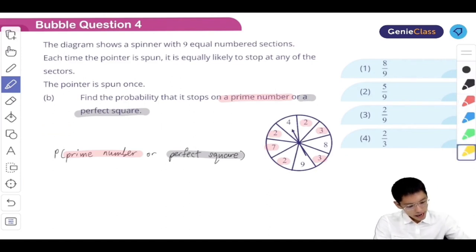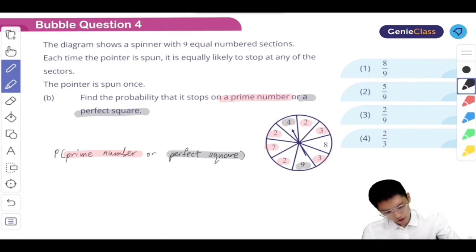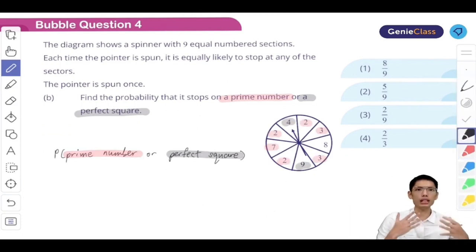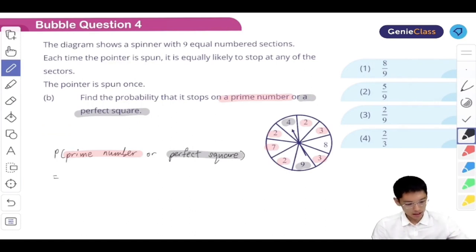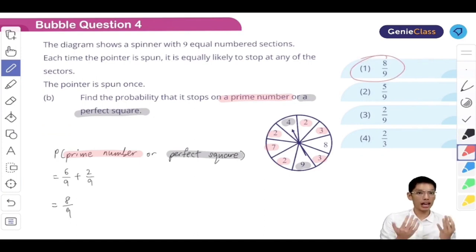Again, 4 and 9 are my perfect squares. Once you have this, if you follow the color coding, the prime numbers, I have 6 of them, so 6 over 9. Plus perfect squares, 2 of them, so it's going to be 2 over 9. The answer then is 8 over 9. Answer number 1. Colors are your best friend when it's hard to see. So your highlighter is your best friend, as quoted from one of the students I had just now.